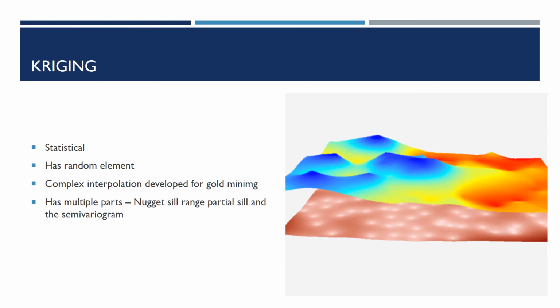Kriging is a statistical way of interpolating, and it has a random element that goes into it. It uses something called a semivariogram to estimate the randomness of this and to give you some idea of how accurate your estimations are. It is a complex interpolation that was developed for the purposes of finding gold. There are multiple parts: the nugget, the sill, the range, the partial sill, and all these are components in the semivariogram. We're going to look at a few here, and I'm going to tell you what is on the exam.